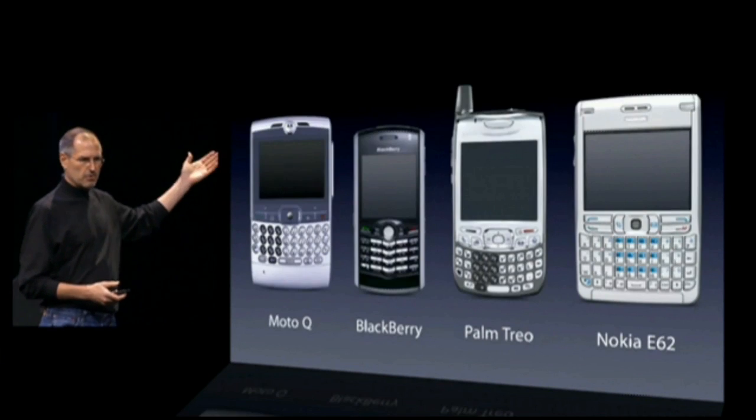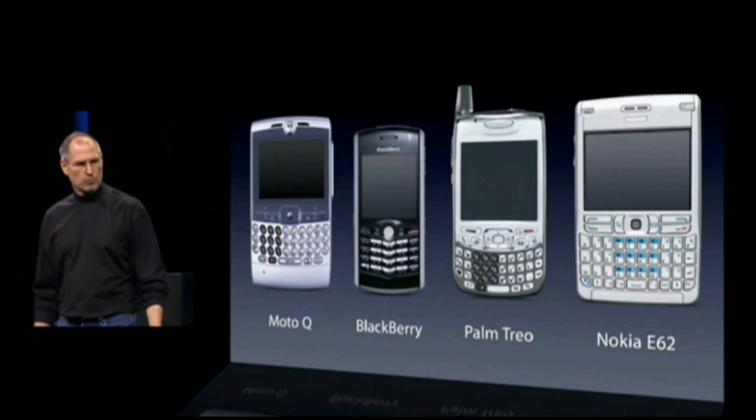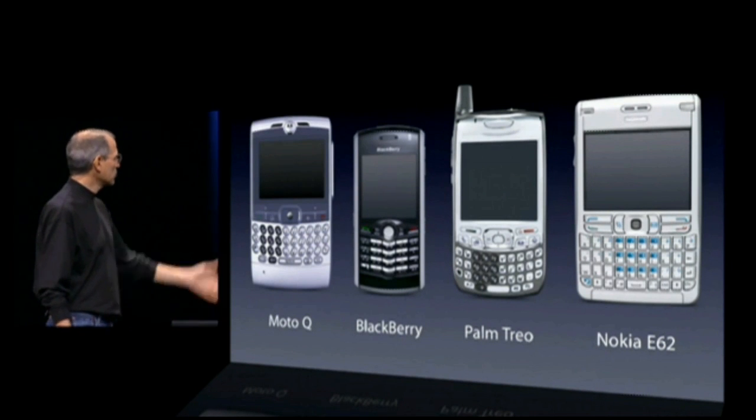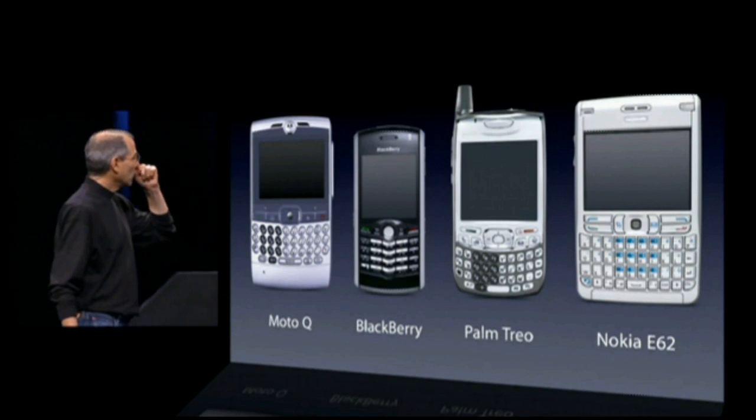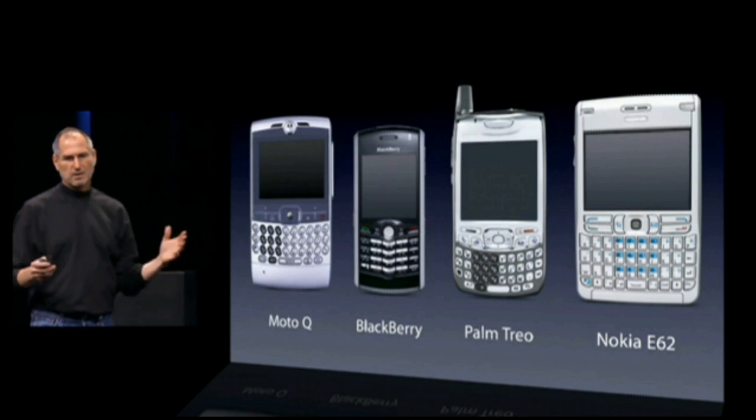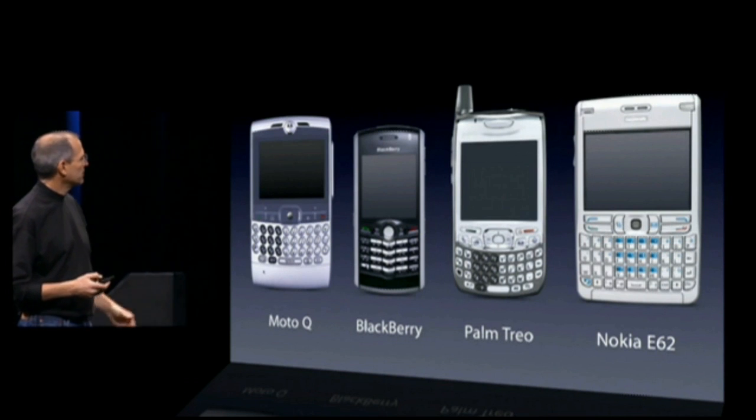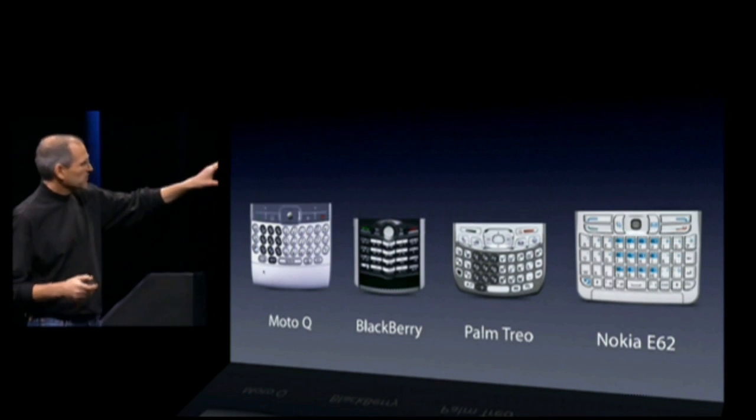I mean, here are 4 smartphones, right? Motorola Q, the BlackBerry, Palm Treo, Nokia E62, the usual suspects. And what's wrong with their user interfaces? Well, the problem with them is really sort of in the bottom 40 there. It's this stuff right here.